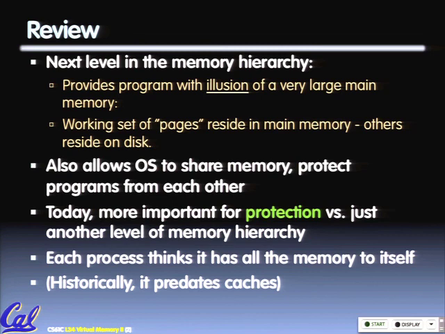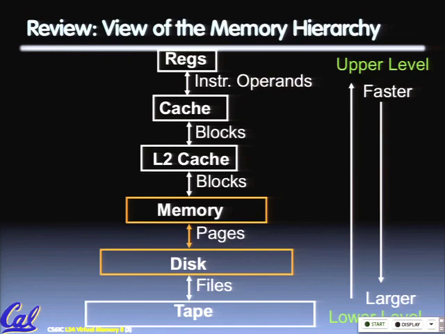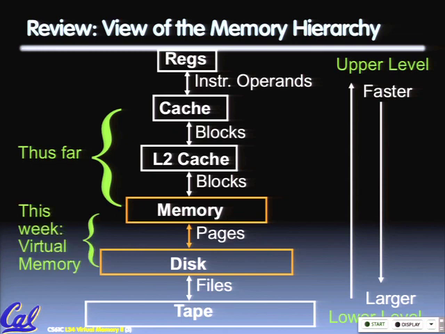So in general, looking at this memory hierarchy, this was what we saw so far with the caches, and this is what we're doing with virtual memory. It's the same idea. It is providing the illusion of the size of disk at the speed of memory, just as the cache provided the illusion of the speed of cache at the size of memory. The unit of transfer here was blocks. From a cache to memory, the unit of transfer of memory to disk is in pages.